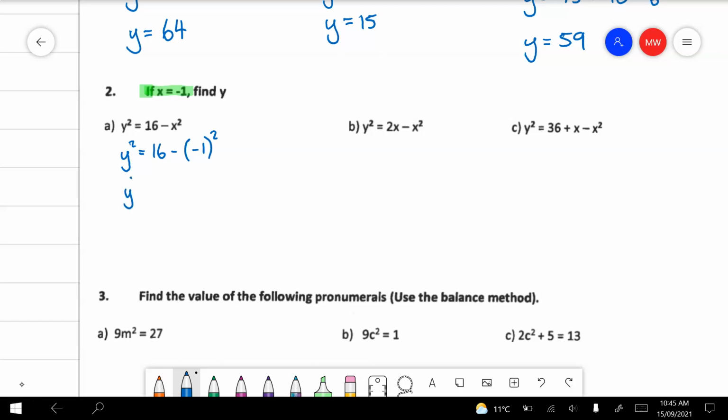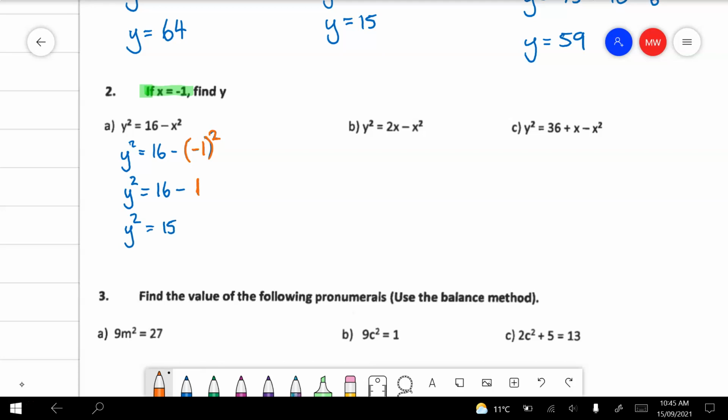So here, I'm going to show a little bit more working out than what's really needed, but I've got 16 minus 1, okay? And that 1 comes from this here. So when I do minus 1 times minus 1, I get a positive 1, but that negative sign never went away. So it carries down to here. All right, let's keep going. So we've got y squared equals 15.